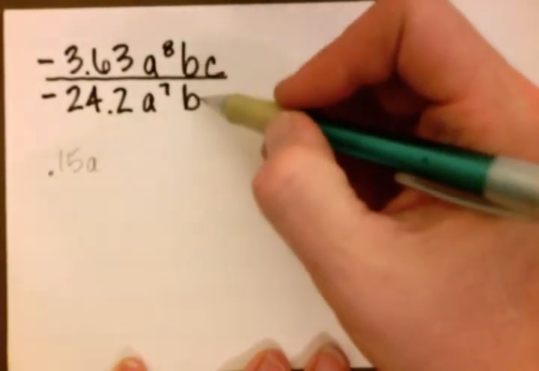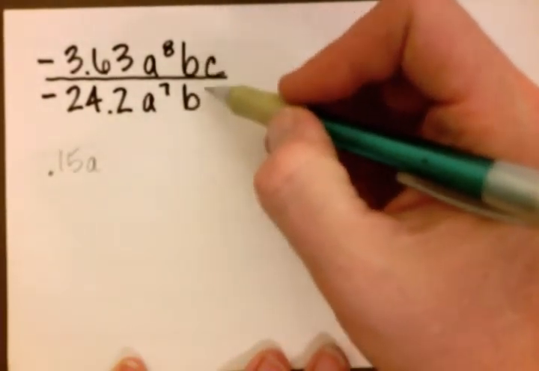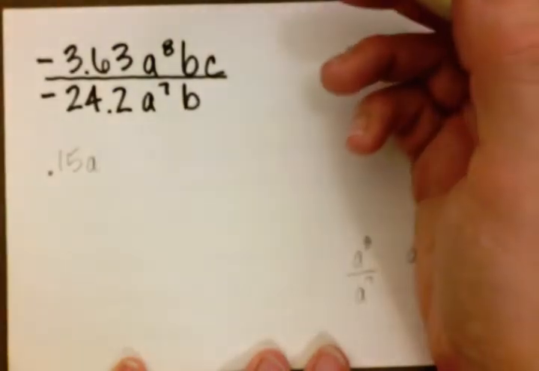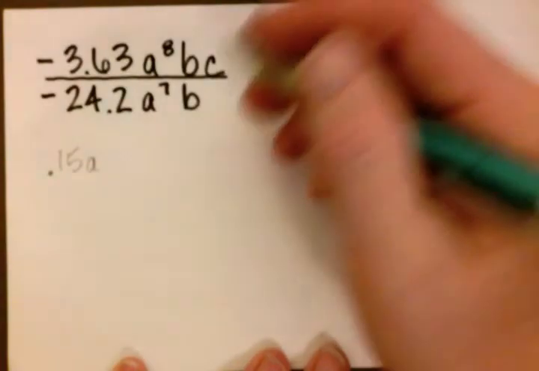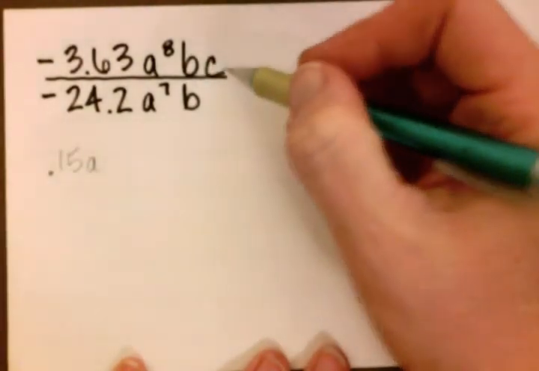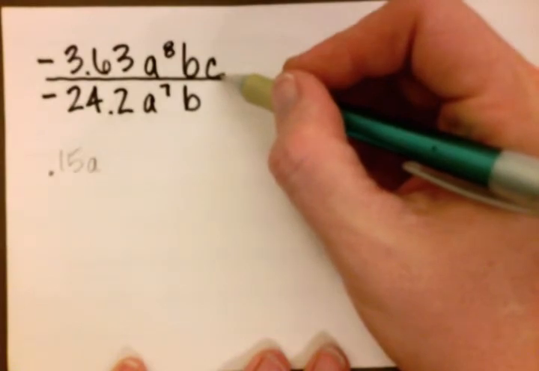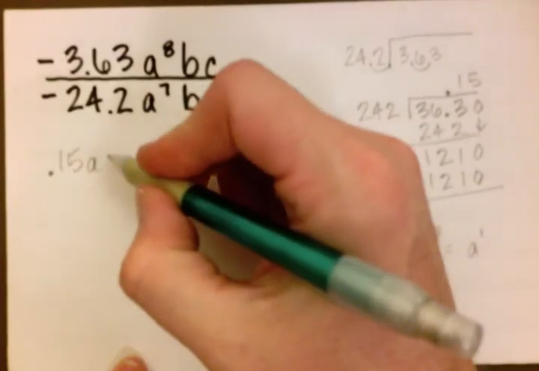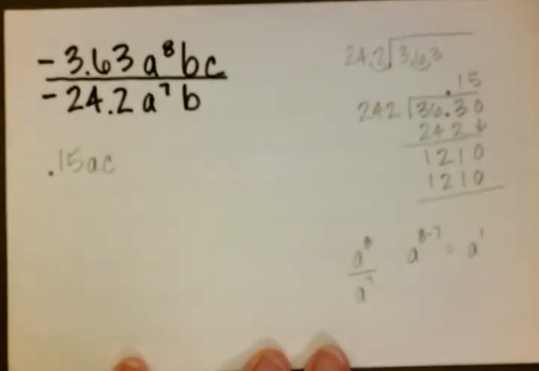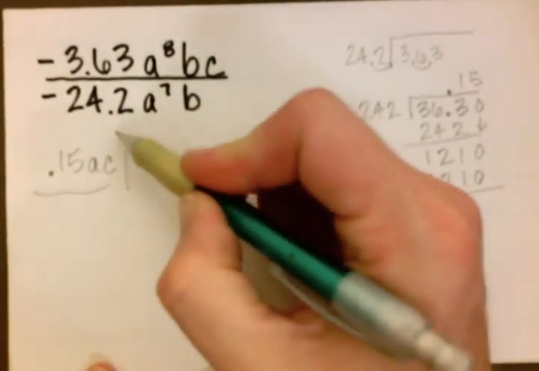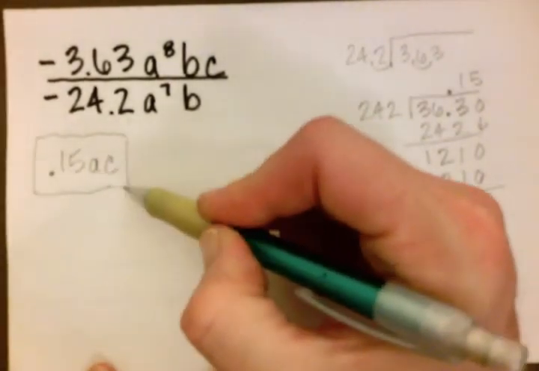Now let's go to our b's. The b is b divided by b, and b divided by b basically cancels out or leaves us with nothing, and so there isn't going to be a b in the answer. Those two just cancel out. And the last thing we have here is c. C isn't being divided by anything, so that has to be a part of our answer. So there we have it. Our final answer is 0.15 AC.